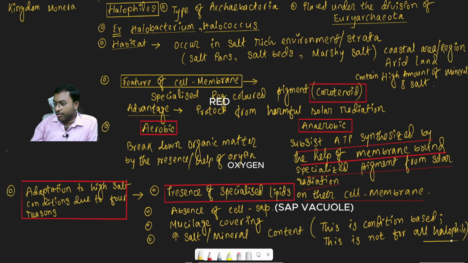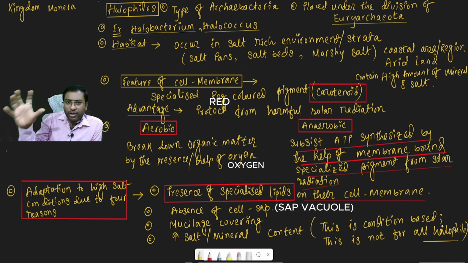Now if we consider from the beginning, halophiles are a type of archaebacteria placed within the division Euryarchaeota. Examples are Halobacterium and Halococcus. The habitat is mainly salt rich strata or environment, where they can easily survive. In their cell membrane, specialized red colored pigments must be present, and the advantage is that these carotenoid pigments protect halophilic archaebacteria from harmful solar radiations.